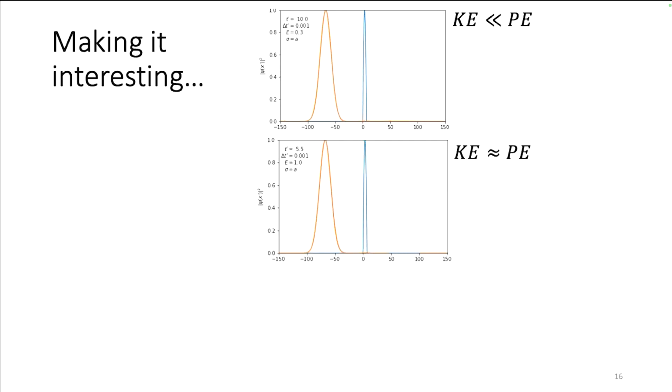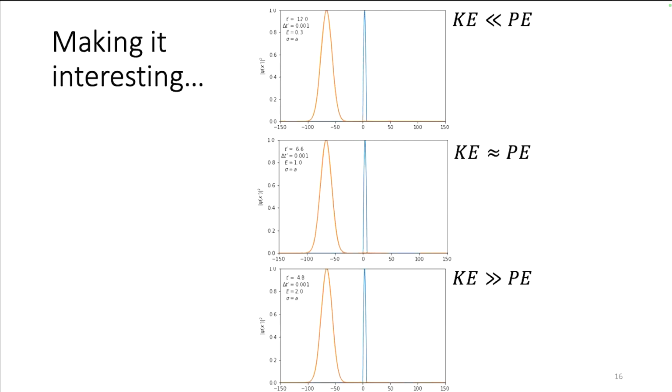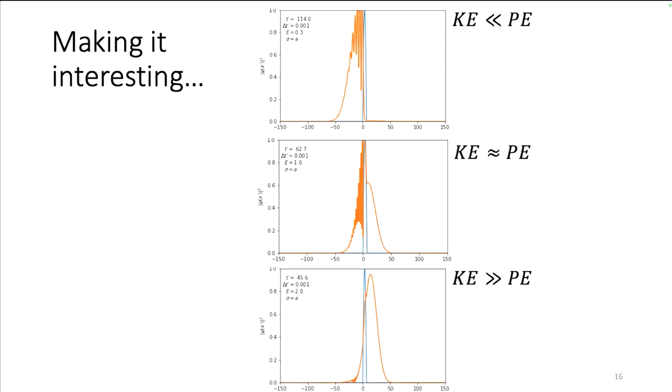But what if I increase the kinetic energy even further? Basically, the whole electron gets transmitted through the barrier.